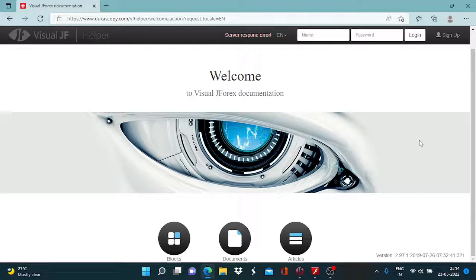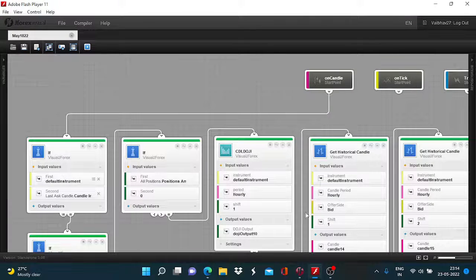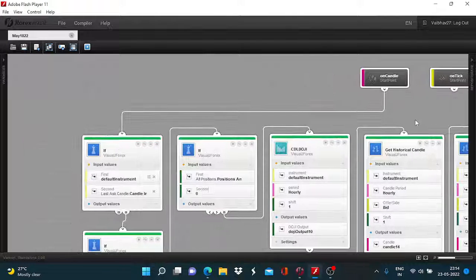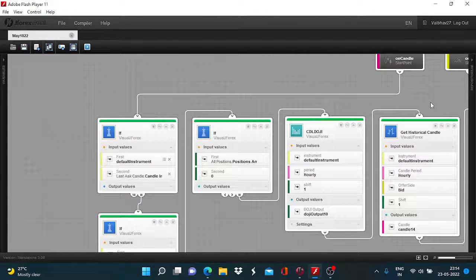Myself, Vaibhav. In today's session of Visual JForex, we will continue our work using the indicator Doji Candlestick. This is a pattern detector which we can utilize to see if the momentum is bearish or bullish, and accordingly, we can look for the optimum entry points. This is going to be the third and the final part of this series involving this indicator. So let us now head to the Visual JForex board, which has been developed by the Dukascopy Bank SA.